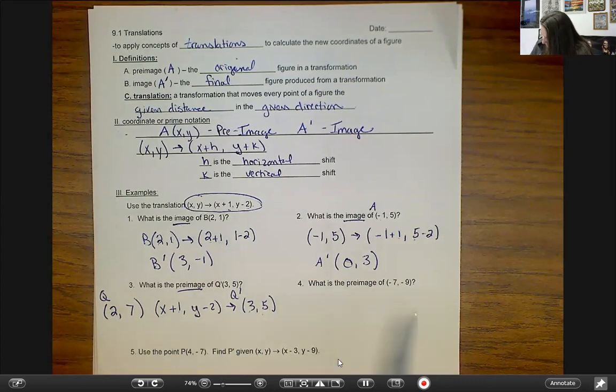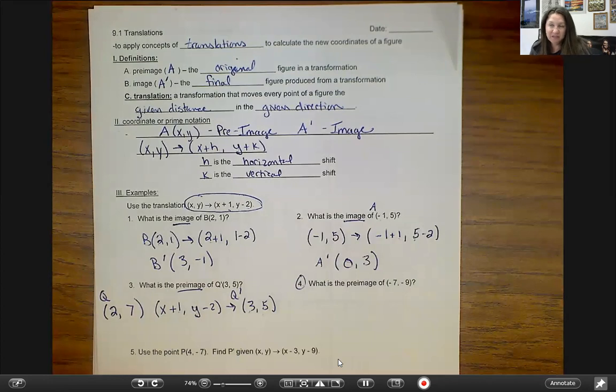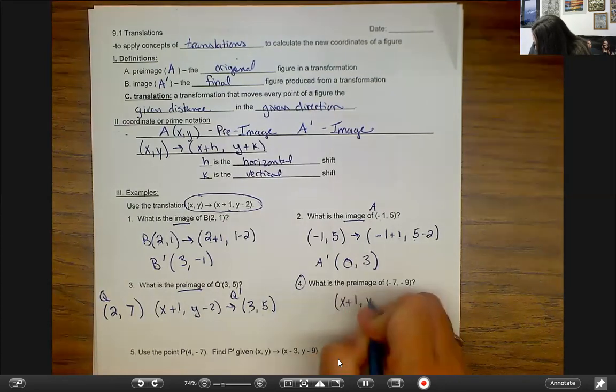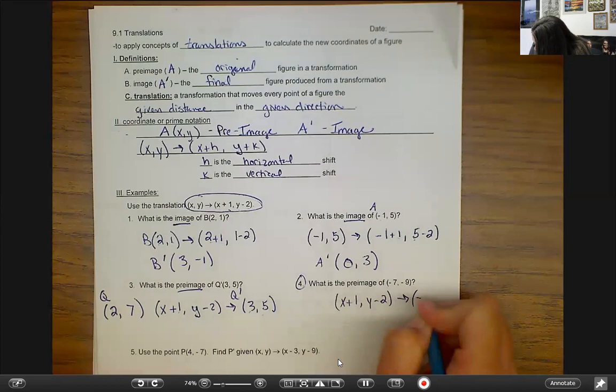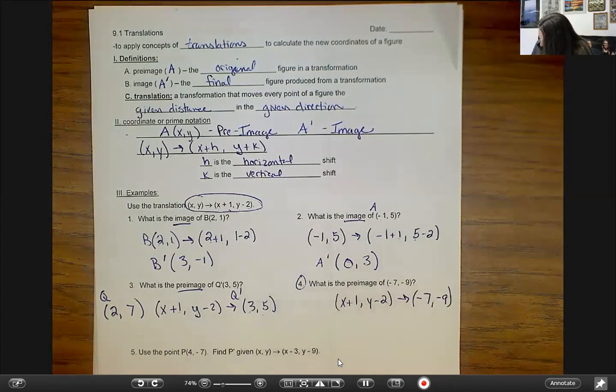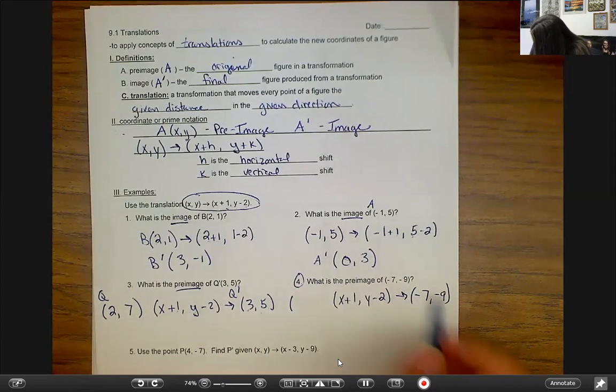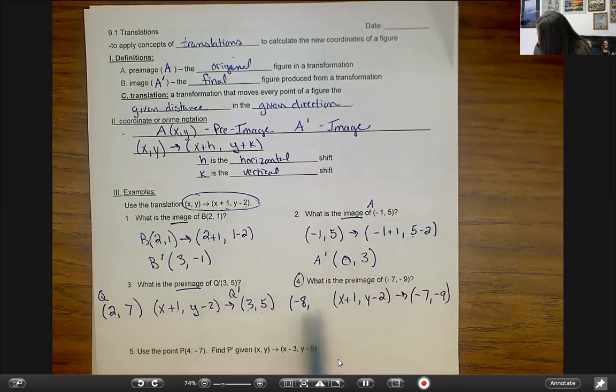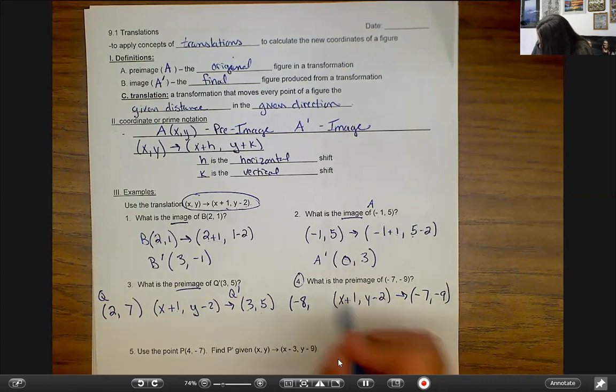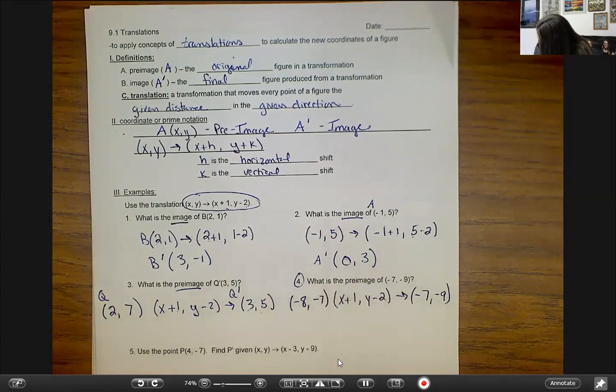Okay, so same thing here. See if you can pause your video and determine where that pre-image would be located. Okay, if we take a look, this is what we should have in here. And you have to be careful with negatives. I should see that my point should have started at -8, because -8 plus 1 would be -7. And then this would be -7, because -7 minus 2 would take you to -9.